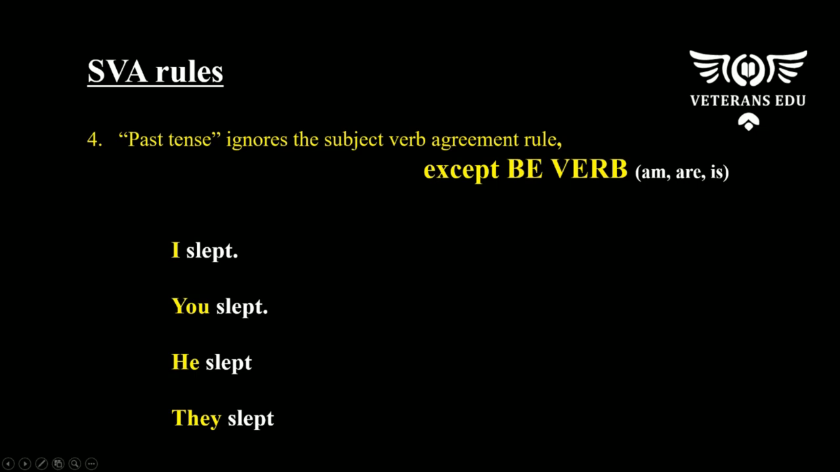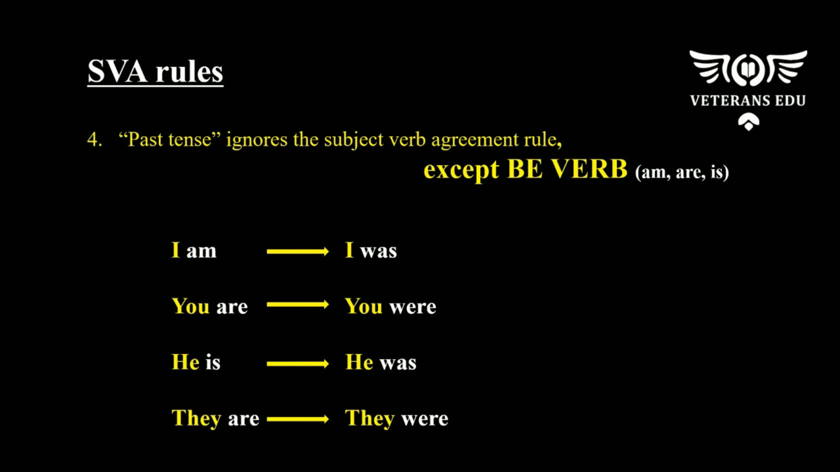Rule number 4. Past tense ignores the subject-verb agreement rule except for the be verb. When you write your essay, you realize that when it comes to past tense, you don't really have to worry about the subject-verb agreement rule. And the only exception are be verbs, which are am or is. So for example, when you're writing the past tense, I am would become I was, you are into you were, he is would become he was, and they are would become they were.